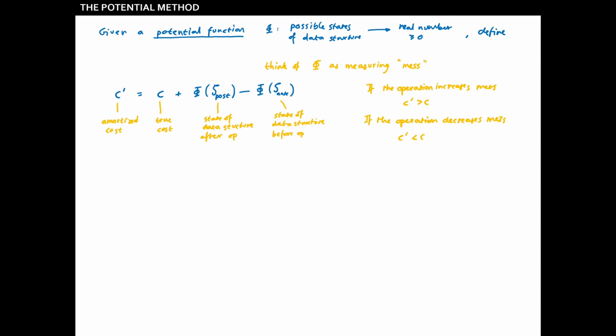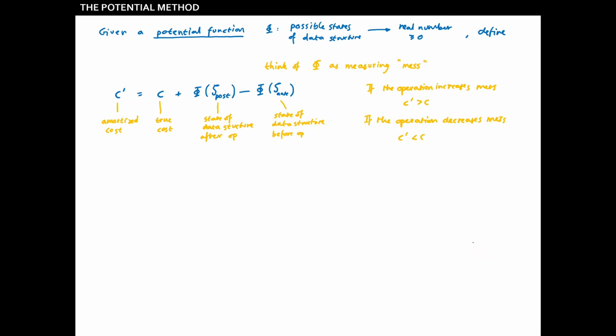So this is just a definition of amortized cost. It's a definition of a variable C prime. What we actually need to show is that this notion of amortized cost satisfies the fundamental equation. Remember, the fundamental equation says the aggregate true cost is less than or equal to the aggregate amortized cost for any sequence of operations. So that's what we actually need to prove.